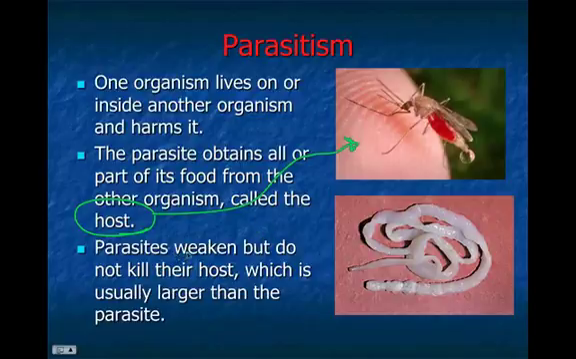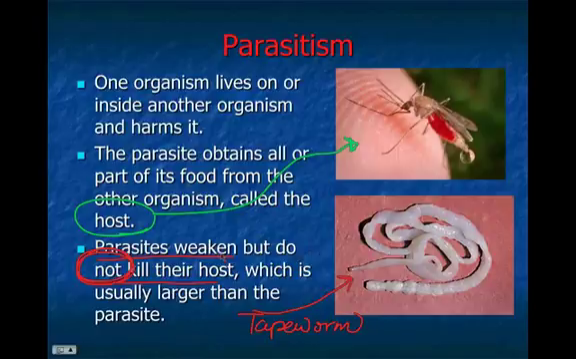The key to parasitism is parasites actually weaken the host, but they do not kill the host. Because if they kill the host, then they have nothing to get any nutrition from. This over here is an example of a tapeworm. And these live in the intestines of animals.